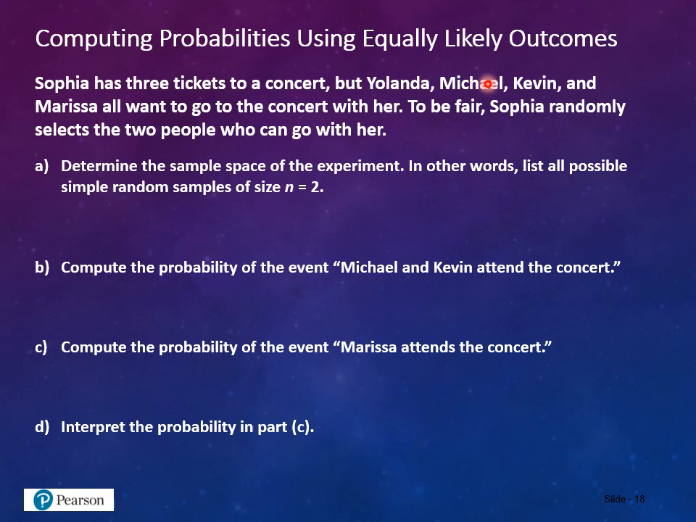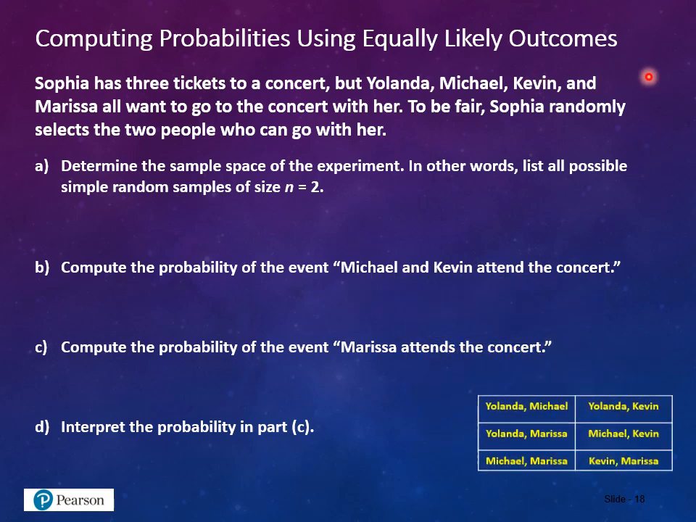Order is important. Order is not important because a reverse order gives you the same one, whereas before order was important because a different order indicated a different possible outcome. Okay, so all we have to do is go through here and start with each name: Yolanda Michael, Yolanda Kevin, Yolanda Marissa. And then we have Michael, Kevin, Michael, Marissa. And then we have Kevin, Marissa.